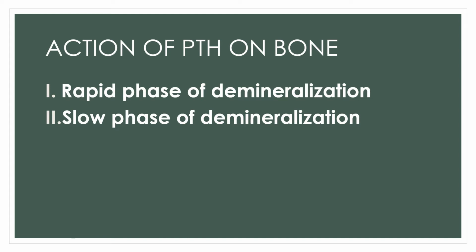the parathormone stimulates formation of new osteoclasts from the osteoprogenitor cells and causes activation of osteoclasts already present in the bone to initiate the process of bone resorption, in which both calcium and phosphate are released from the bone and transferred to the extracellular fluid. So in this way, the action of parathormone on the bone has a rapid phase of demineralization and a slow phase of demineralization.